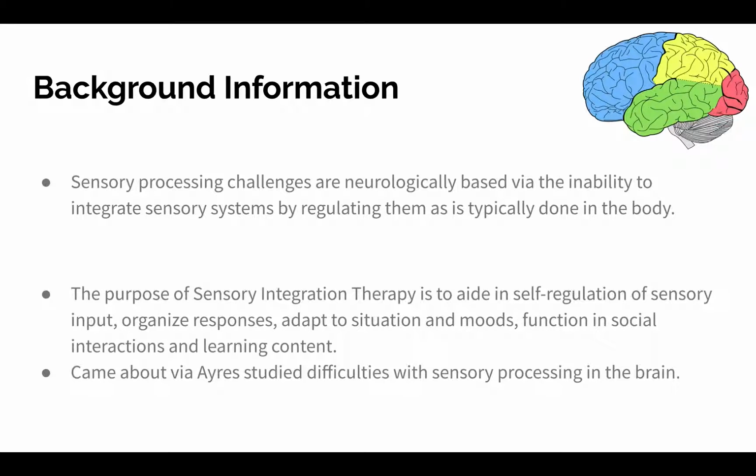All right, some more information. Sensory processing challenges are neurologically based. It's the inability to integrate sensory systems by regulating them as is typically done in the body. So it's this regulating that individuals have trouble with. It also causes issues with organizing responses, adapting to situations and moods, and functioning in interactions and learning content.